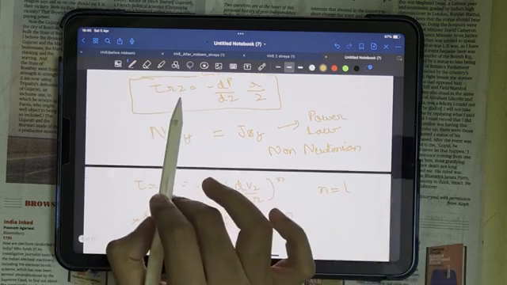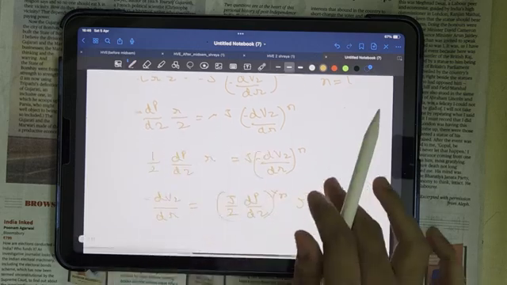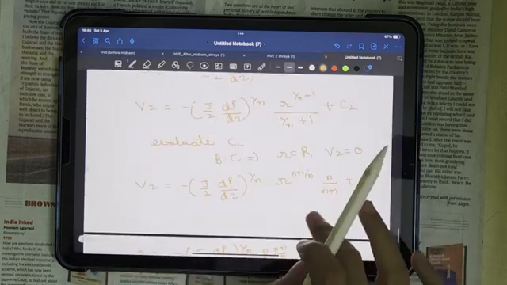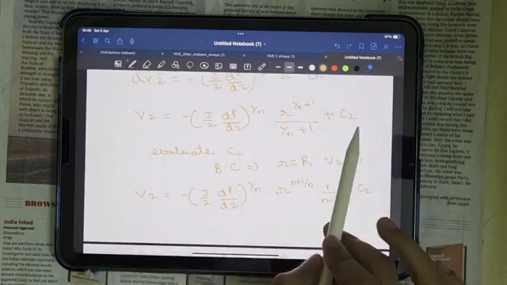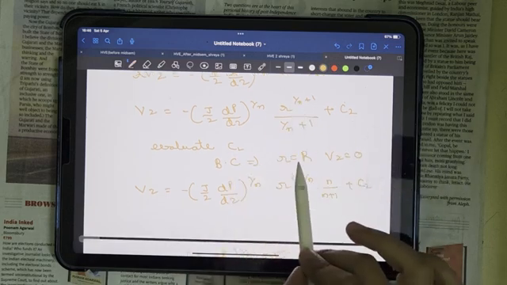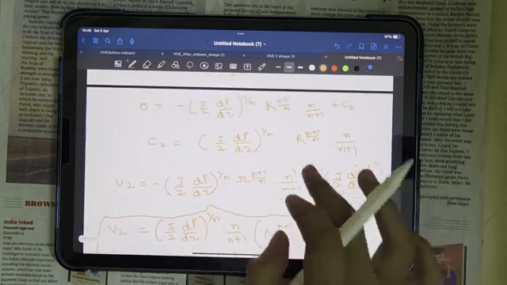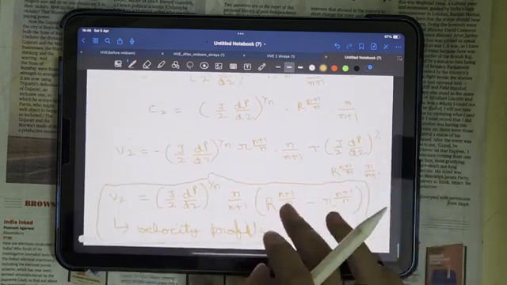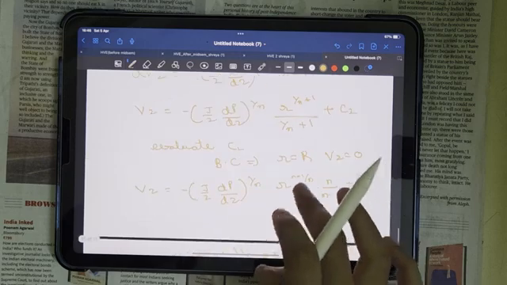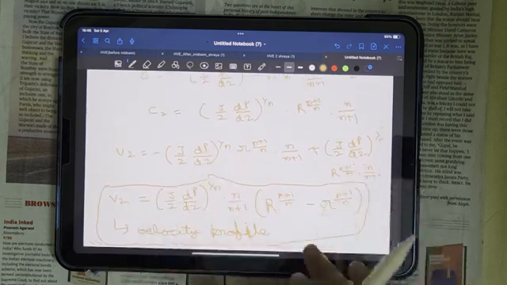So eventually we reached this equation where we had to evaluate C2, and to evaluate C2 we had a boundary condition that at r equal to capital R, our Vz becomes 0, and from there we got our C2. Then we substituted that C2 into this velocity equation, and from there we got velocity, and this is the simplified velocity profile equation. Thank you.